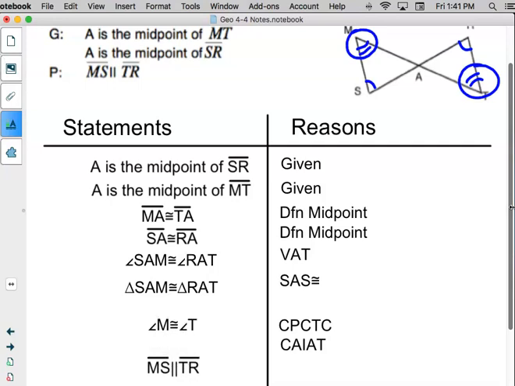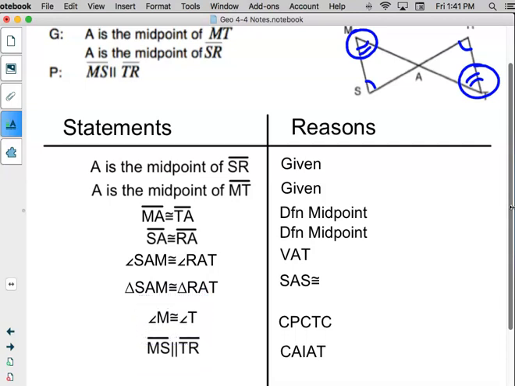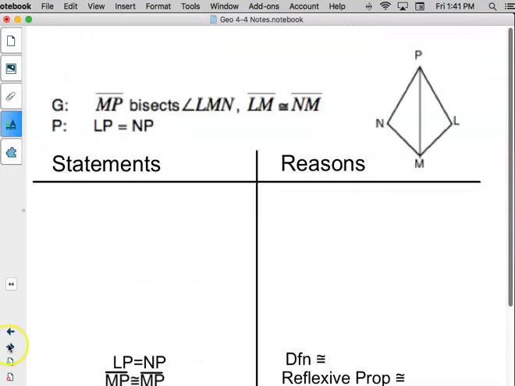So now angle M and angle T are congruent because they're corresponding parts of congruent triangles, CPCTC. And my final step is to show that the two segments are parallel because of the converse of alternate interior angles theorem. All right, so we have this particular proof completed.